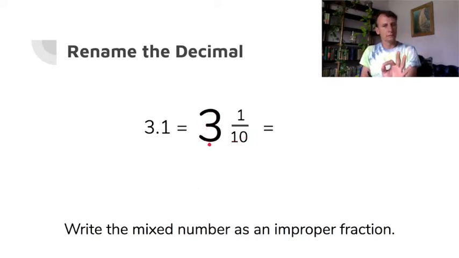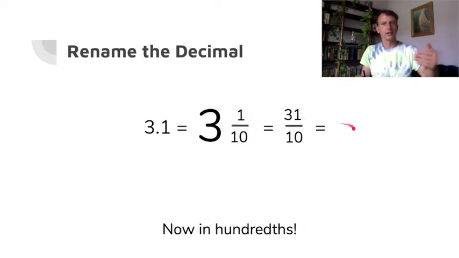This 3, each one of those is 10 tenths. Each dollar is 10 tenths. So we have 3 of them, so we have 30 tenths here. The value of this 3 expressed in tenths is 30 tenths. There's already 1 tenth here, right? So altogether, 31 tenths.